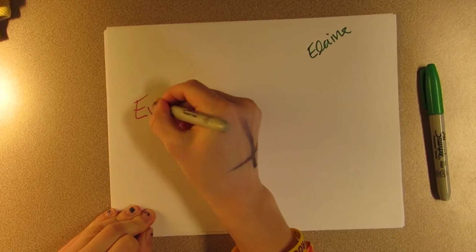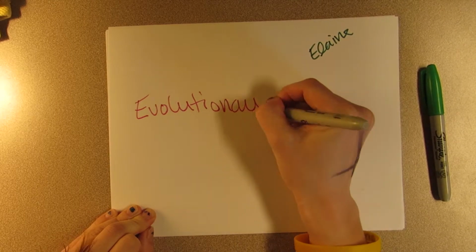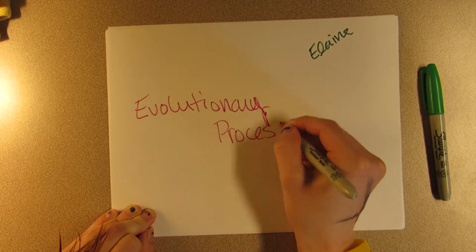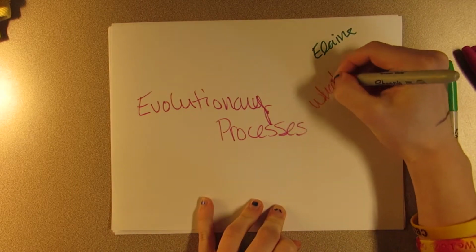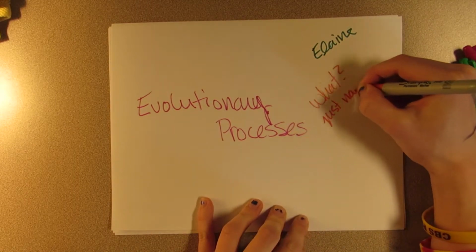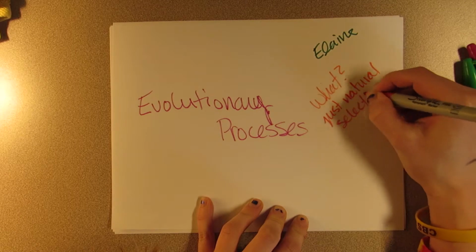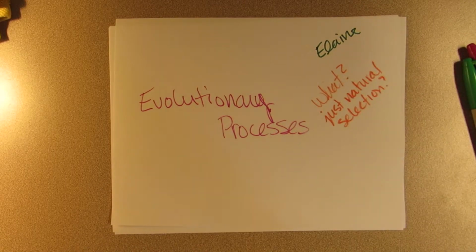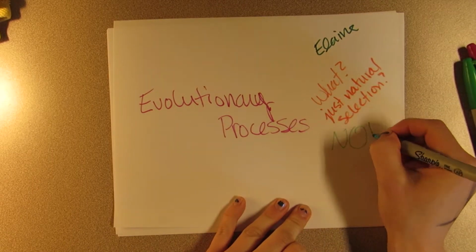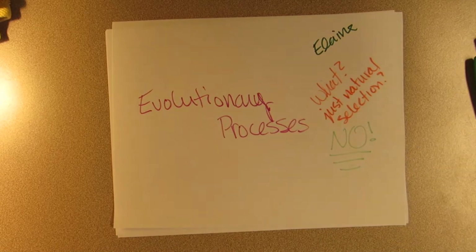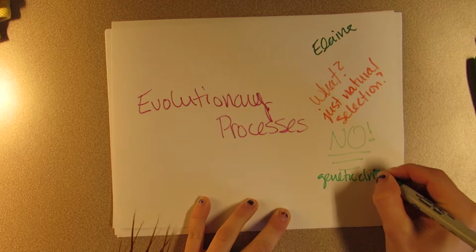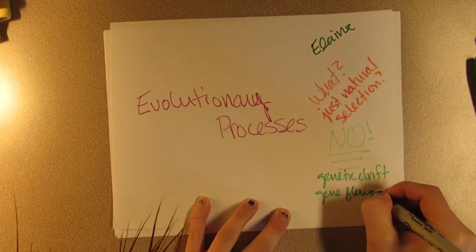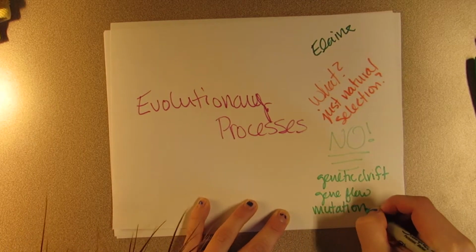Hi, my name's Elaine, and I'm going to be talking today about evolutionary processes in the wonderful world of biology. Now, you may be thinking to yourself, what? I thought that evolutionary processes just included natural selection. Well, I am here to tell you, fellow biology person, that no. Evolutionary processes include such mechanisms as genetic drift, gene flow, and mutation, along with natural selection.